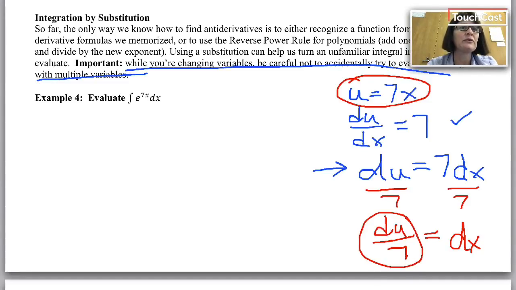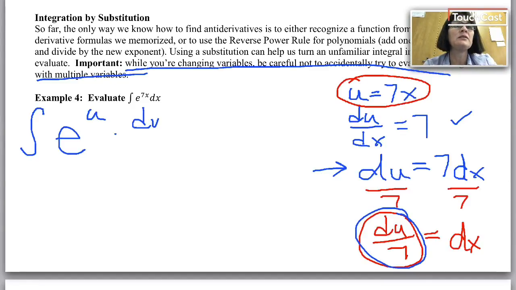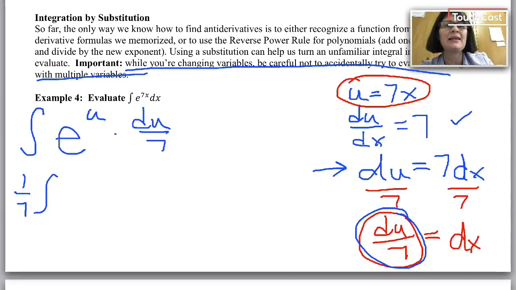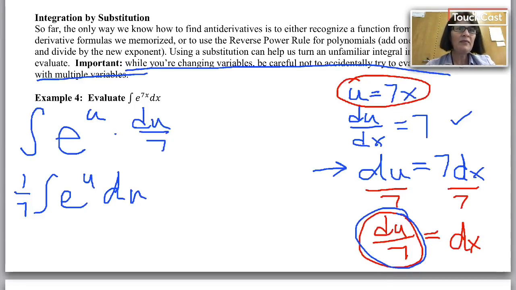You ready? I'm going to go back to my original integral. This was the integral of e to the, but everywhere I see 7x, I'm going to replace it with u. That's times, nobody ever writes the multiplication dot there, but there's a multiplication dot there. And instead of dx, what am I going to write? I'm going to write du divided by 7. That's the same as 1/7 times du. And I remember that rule that says if I have a constant multiple, I can factor it out to the front. This is going to be the same as 1/7 times the integral of e to the u du. Look at that, e to the u du. That's easy. I know what that antiderivative is.